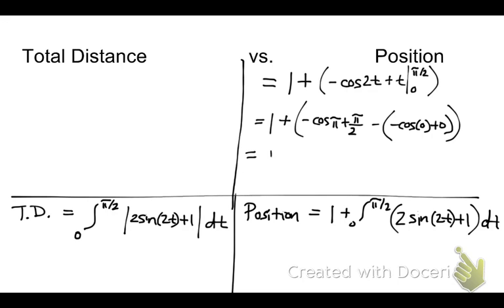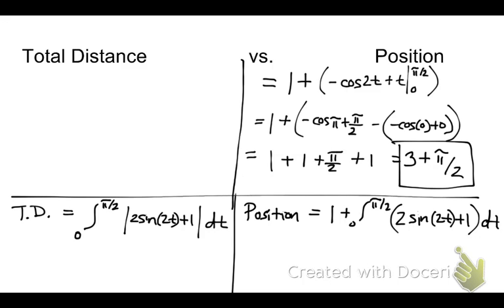Well, we can keep going. I get 1 minus, I can probably take away those parentheses from the outside, so minus cosine of pi is equal to negative 1. So that's going to be a negative 1, which is going to turn into a positive 1, plus pi over 2. Cosine of 0 is equal to 1. So here I have negative 1, so that's positive 1. And then minus 0 is just going to go away. So if I finish this problem off, I get 3 plus pi over 2. All right, so that's for position.